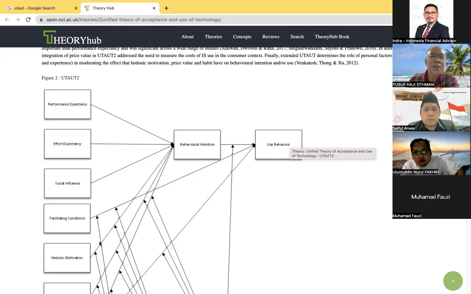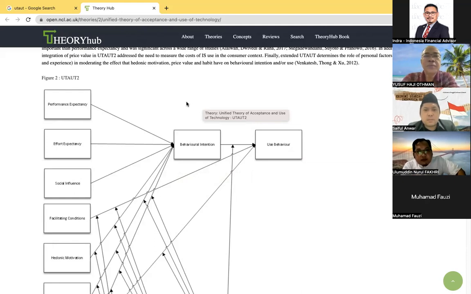So you need to study fintech, UTAUT 1 and UTAUT 2 and some other recent studies. That's how you develop the framework. Remember, after you get married, you live happily ever after. Don't change your wife. Okay, any other question?